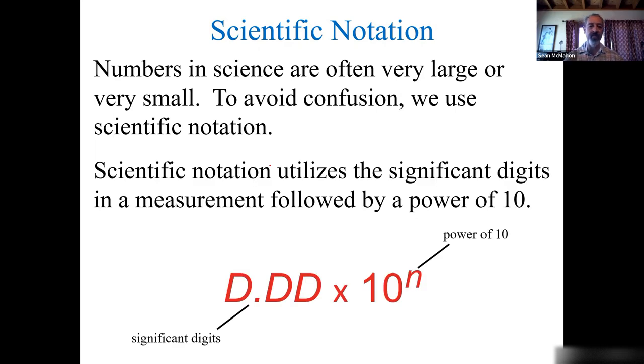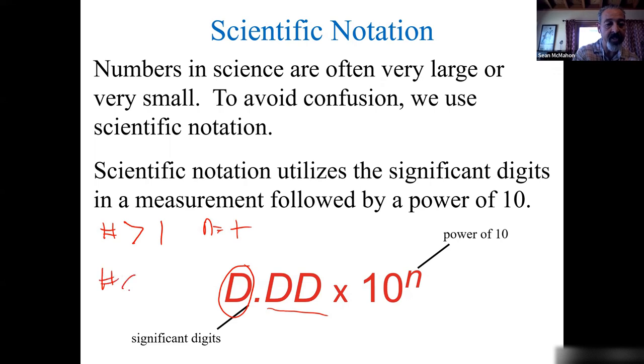So typically with scientific notation, the first non-zero digit is where you place a decimal, and then you follow up with other significant figures or digits. The power: if the number is bigger than 1, then the power is going to be positive. If the number is less than 1, then the power is going to be negative. That's what you need to remember. If it's bigger than 1, positive exponent. Less than 1, negative.